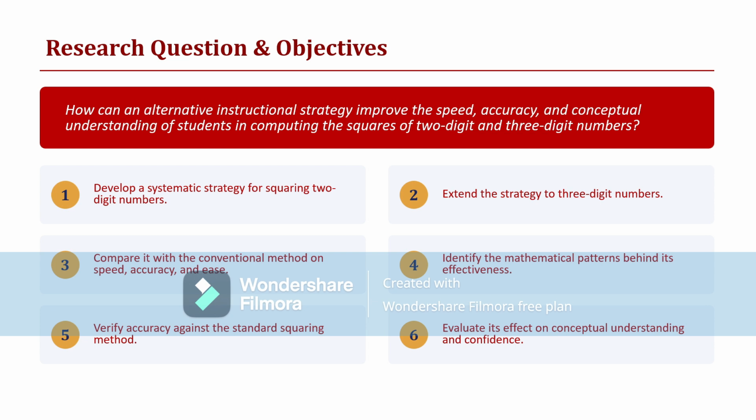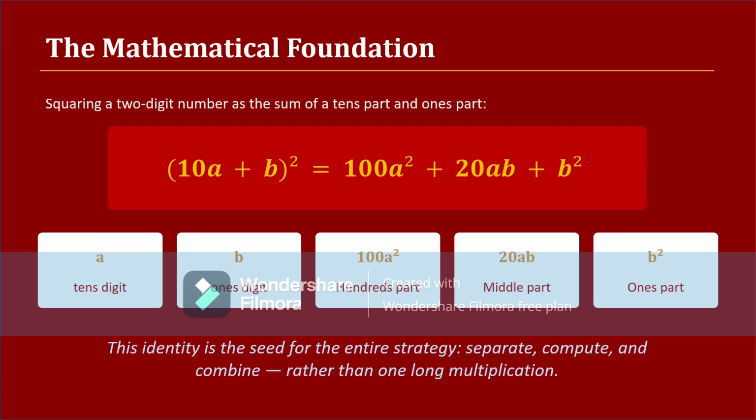How can an alternative instructional strategy improve the speed, accuracy, and conceptual understanding of students in computing the square of two-digit and three-digit numbers? Our objectives are to develop a systematic strategy for squaring two-digit numbers, extend the strategy to three-digit numbers, compare it with the conventional method on speed, accuracy, and ease, identify the mathematical patterns behind its effectiveness, verify accuracy against the standard squaring method, and lastly, evaluate its effect on conceptual understanding and confidence.